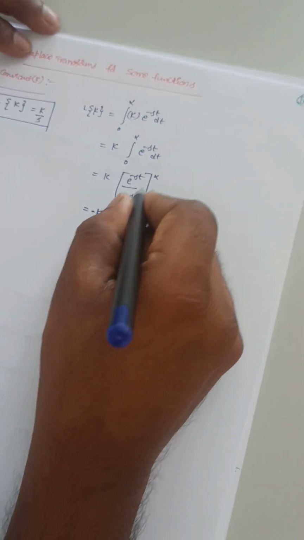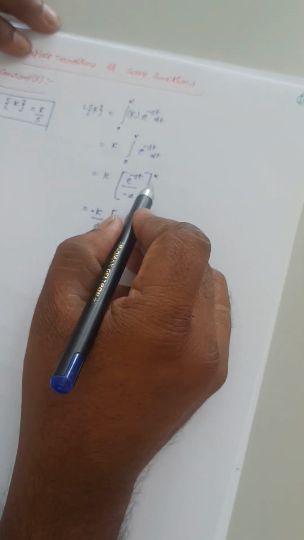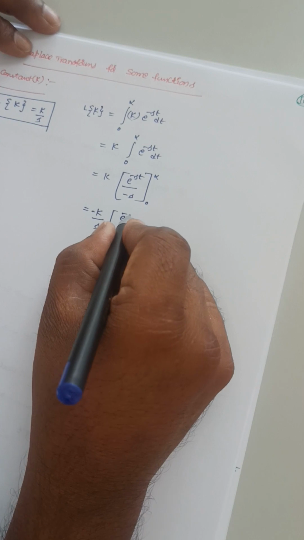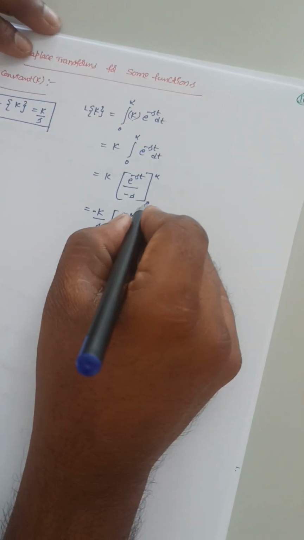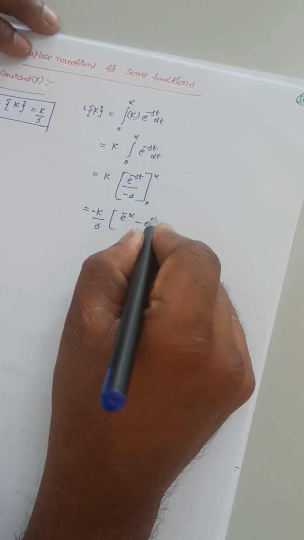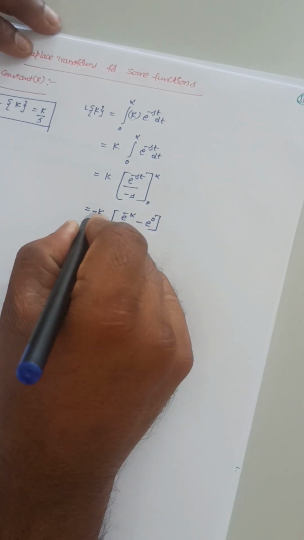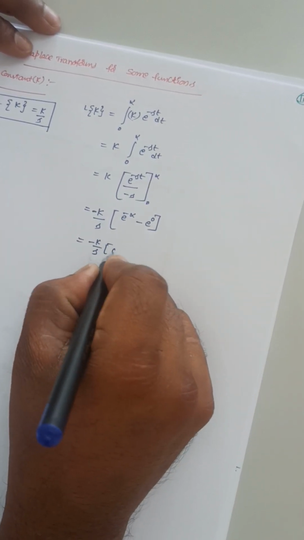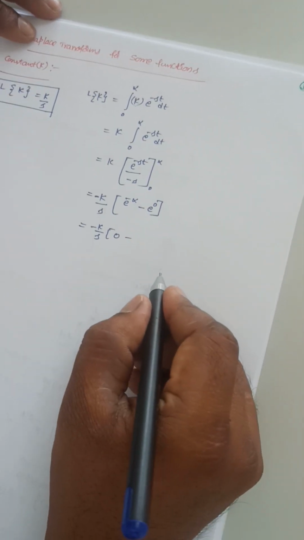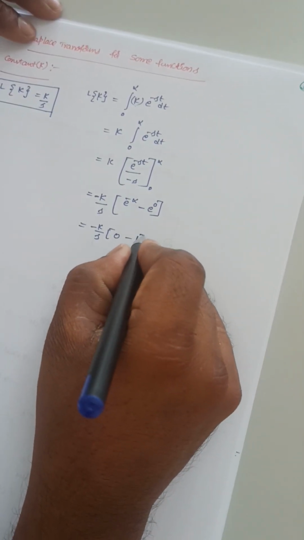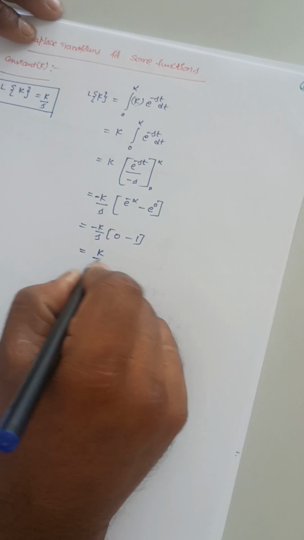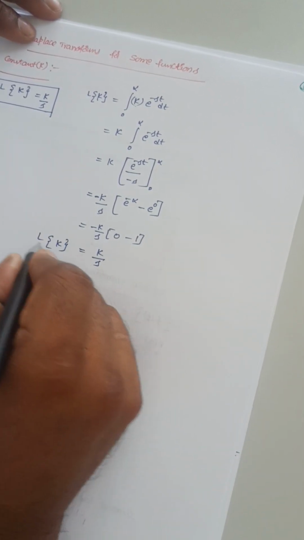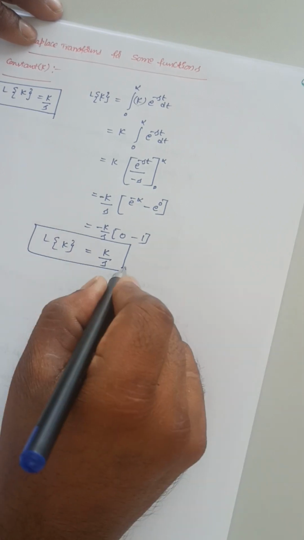If I substitute infinity in place of t, it is e power minus infinity. If I substitute 0 in t, it is e power 0. The value of e power minus infinity is 0, and the value of e power 0 is 1. So finally what we got here is k by s. So the Laplace transform for the function k is k by s.